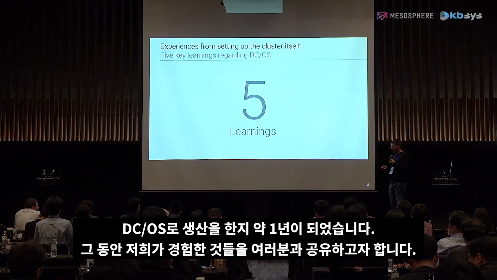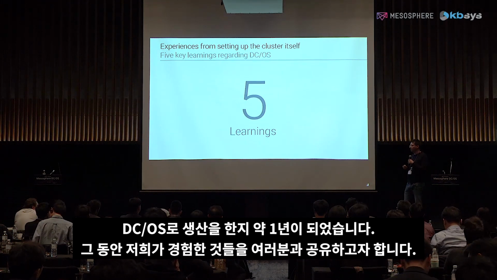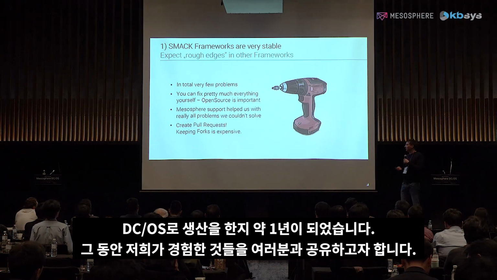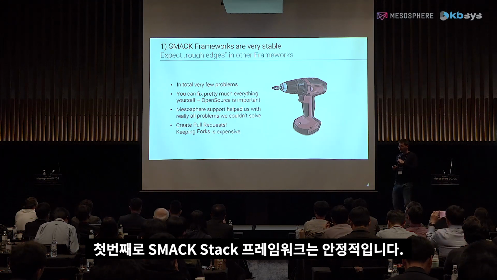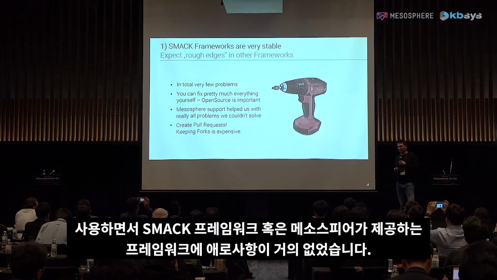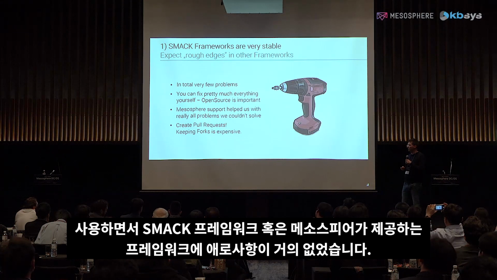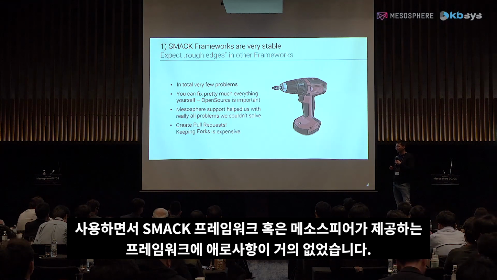We've been running DC/OS now in production for about a year, and we've made a few experiences over that time that I would like to share with you. The first thing is that the SMACK stack frameworks are very stable. We really didn't have any issues with the SMACK frameworks, or in general, the frameworks supported by Mesosphere. They're very stable and mostly problem-free.